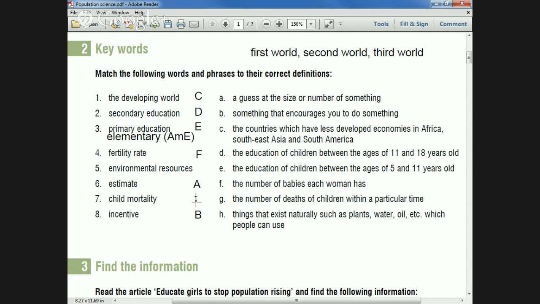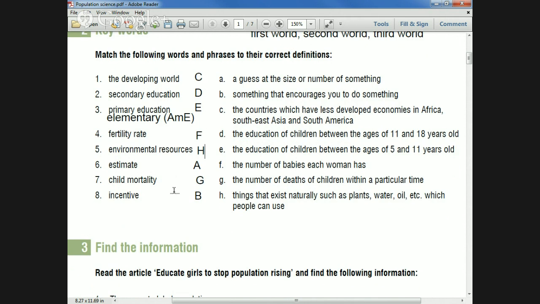Very good. Okay, I will read the next one. Things that exist naturally, such as plants, water, oil, etc., which people can use. And that, of course, is environmental resources, which many of you mentioned that if our population continues to increase, we will have less of these environmental resources.